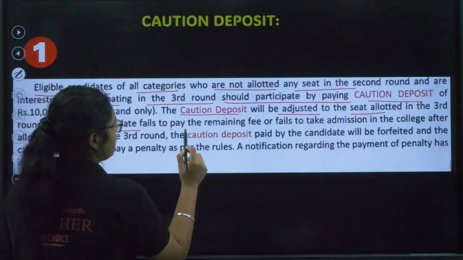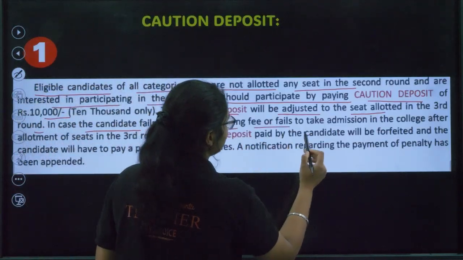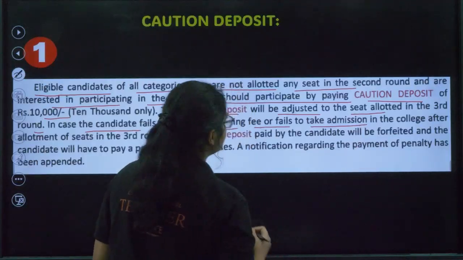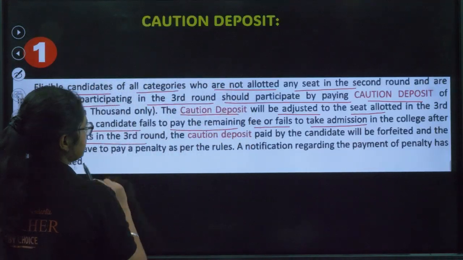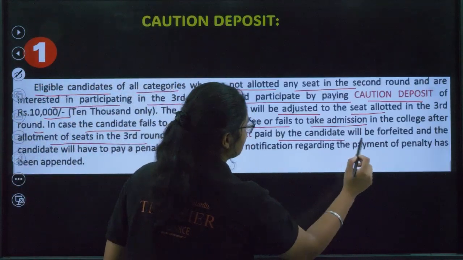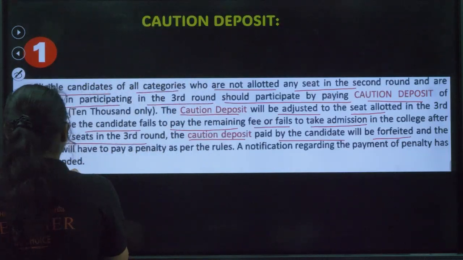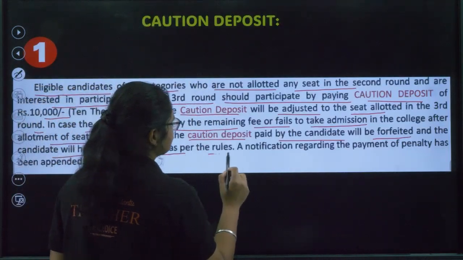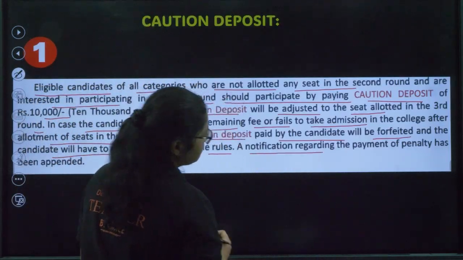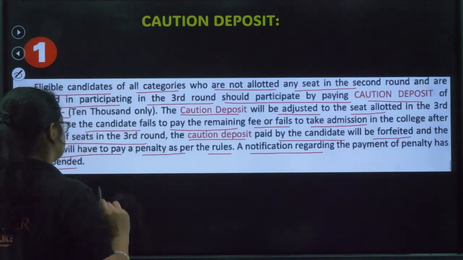In case the candidate fails to pay the remaining fee or fails to take the admission in the college after the allotment of seat in the third round, the caution deposit paid by the candidate will be forfeited and the candidate will have to pay a penalty as per the rules. Notification regarding the payment of penalty has been appended.